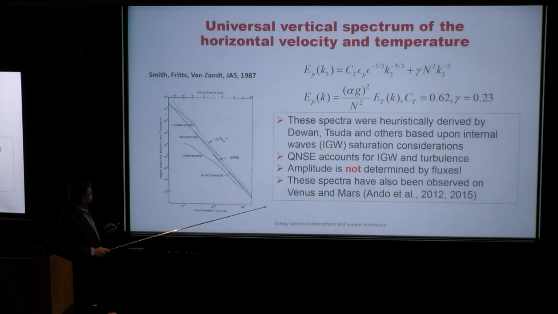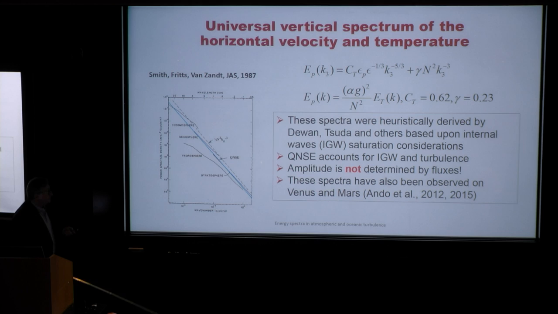There is a spectrum. This is the kinetic energy spectrum, and this is the prediction of the theory. You can see it goes over the prediction in many different environments: the stratosphere, troposphere, mesosphere, and thermosphere. N is different there, but if you make some effective Brunt-Väisälä frequency and plot the spectrum, you can see that we're not far away from the data.